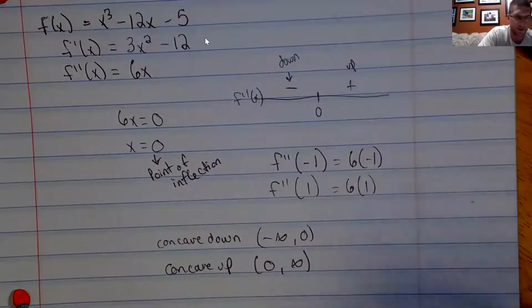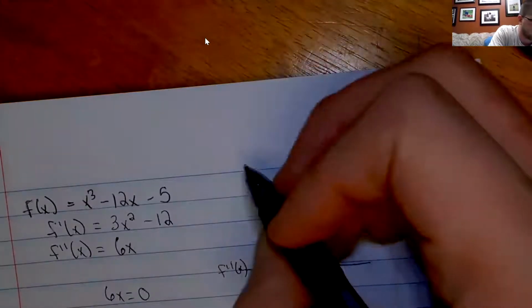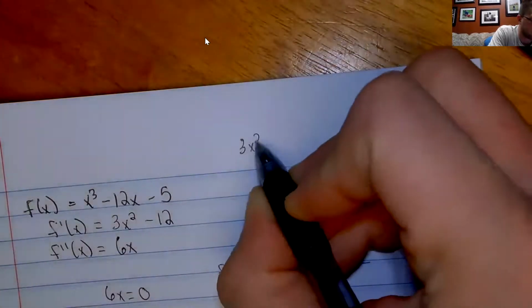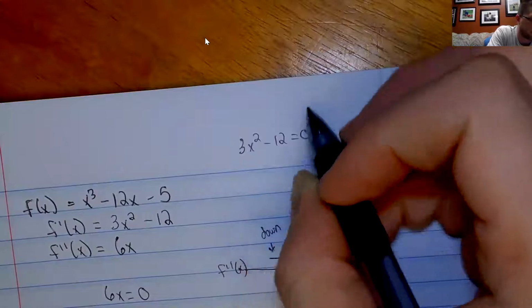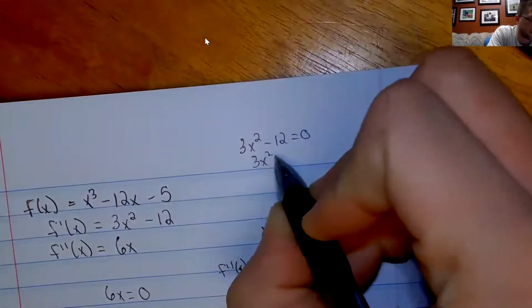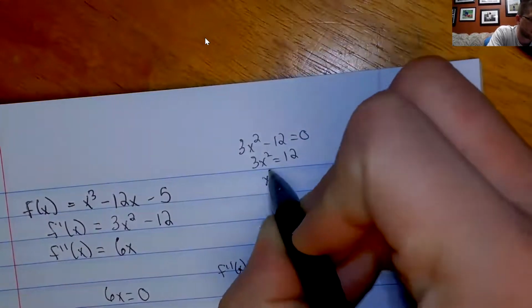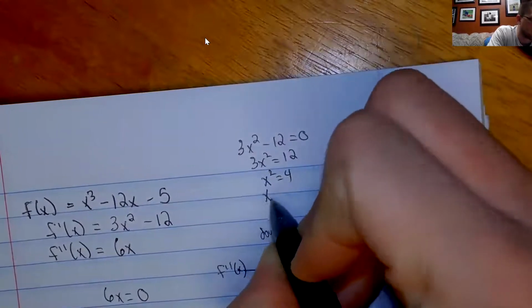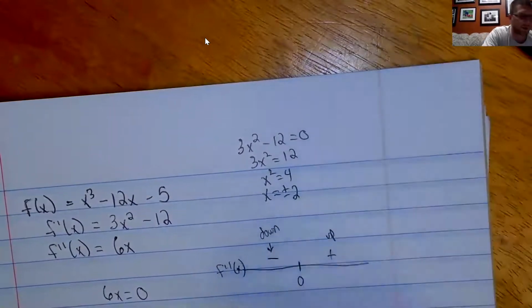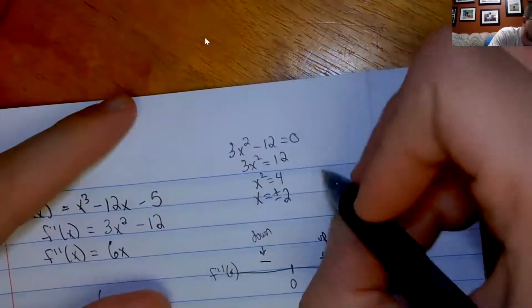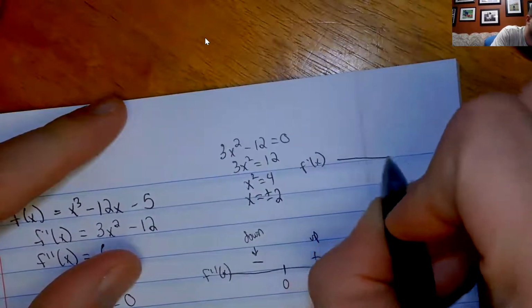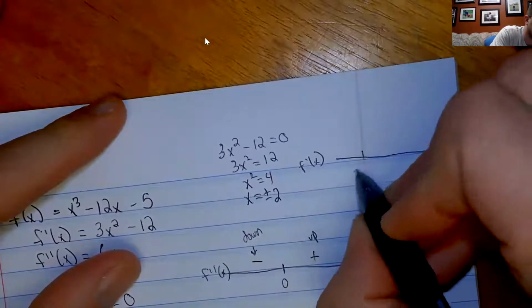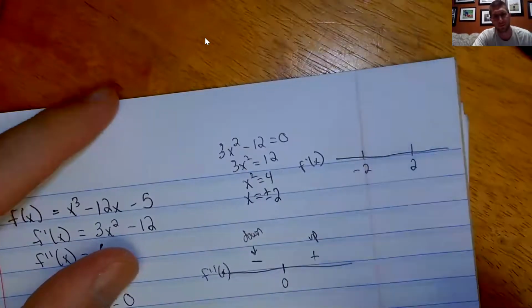So let's take a step back and let's try the first derivative test. So if I set the first derivative equal to 0, right, that's going to be 3x squared equal to 12. X squared is going to be 4. So x would be plus or minus 2. So on my first derivative line, I would have -2 and 2, right?